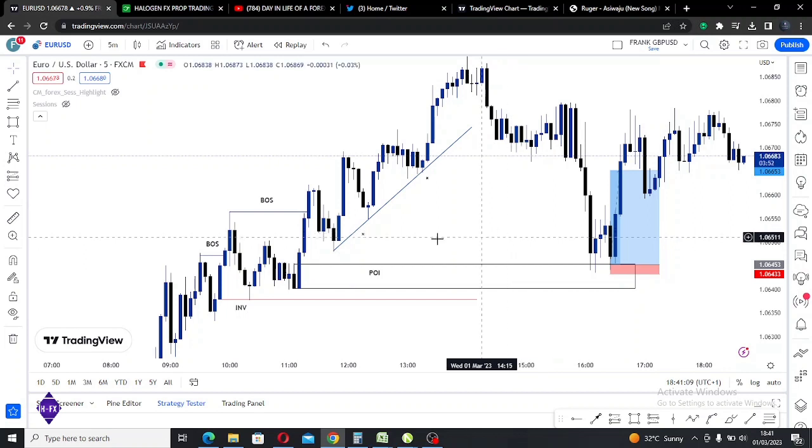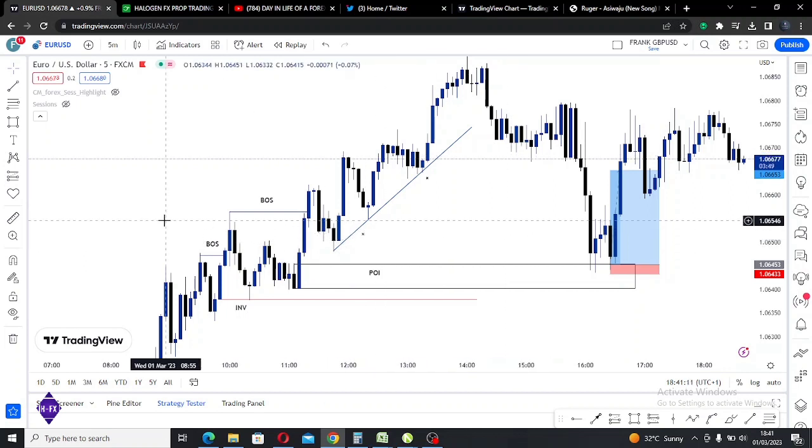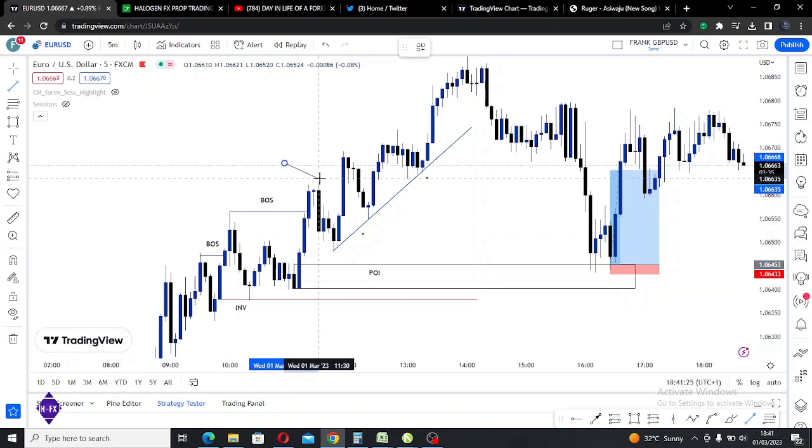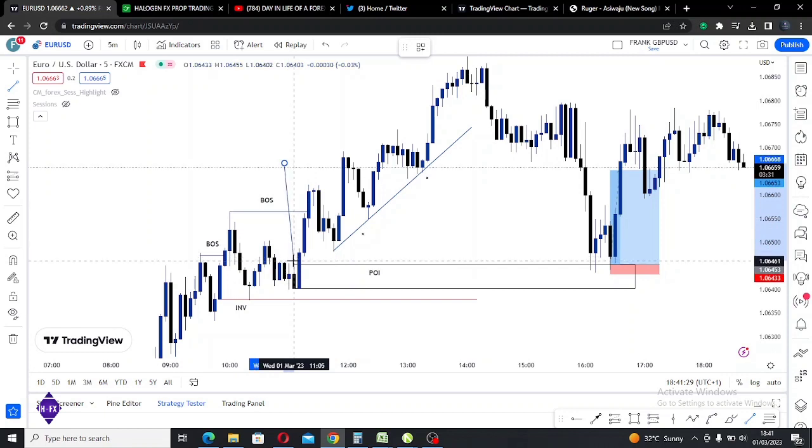To go over this again, what I do is I wait for 2 breaks of structure. After 2 breaks of structure, I wait for price to come back to the second order block that led to the second break of structure. You can see it, this is the order block here that led to the second break of structure, and it must have an imbalance. And you can see the market has an imbalance here.